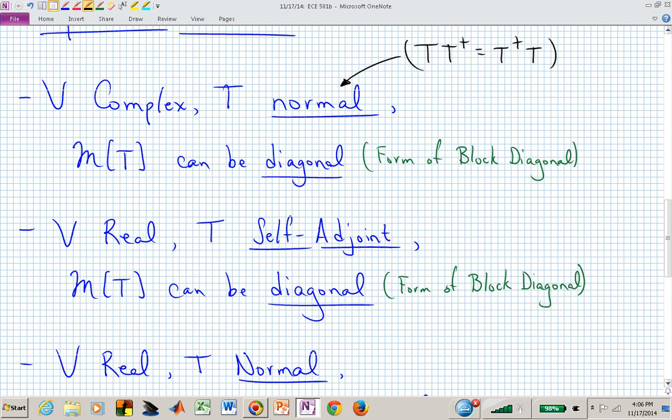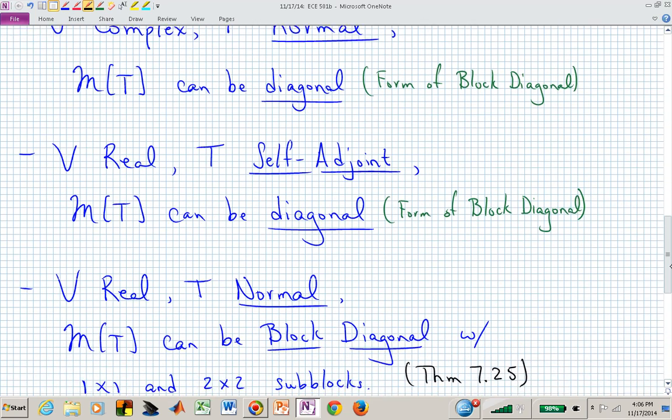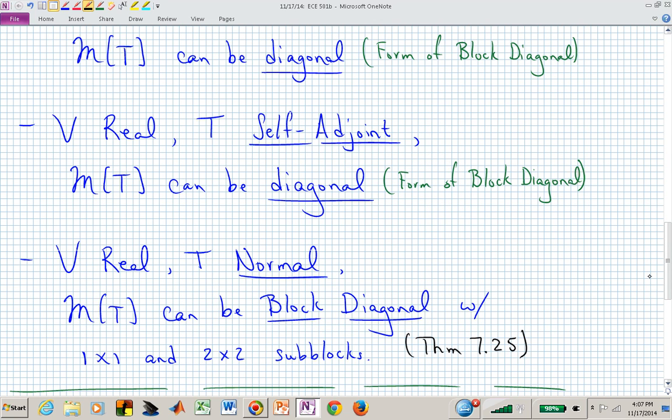It's just now the blocks are 1x1 blocks. But that's another way of describing or thinking of a diagonal matrix. If we do not get so specific on the real inner product space with our linear operator T being self-adjoint, but we say T is normal, that's not as restrictive. It just has to commute with its adjoint, the linear operator. Then the matrix representation of T can be block diagonal.